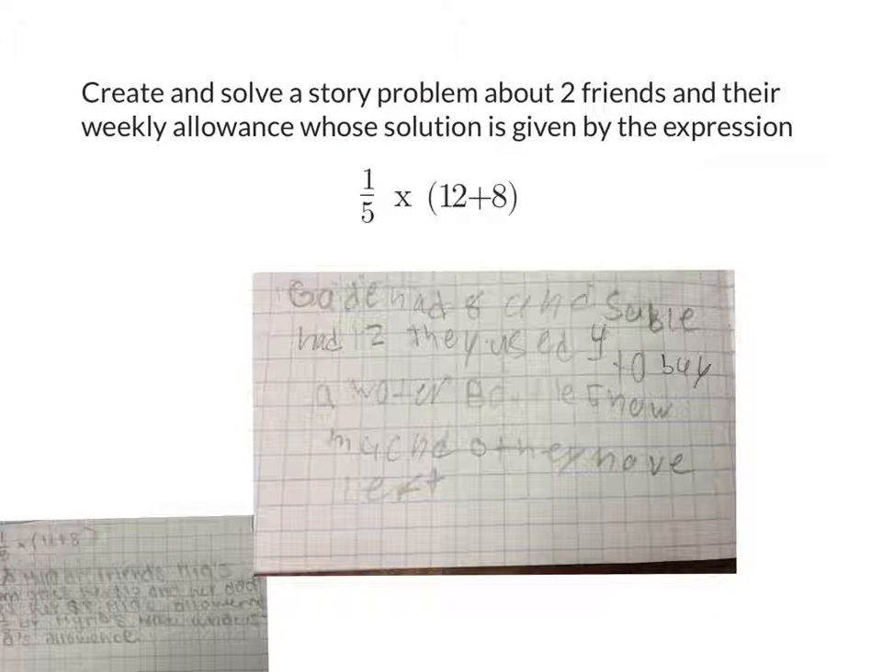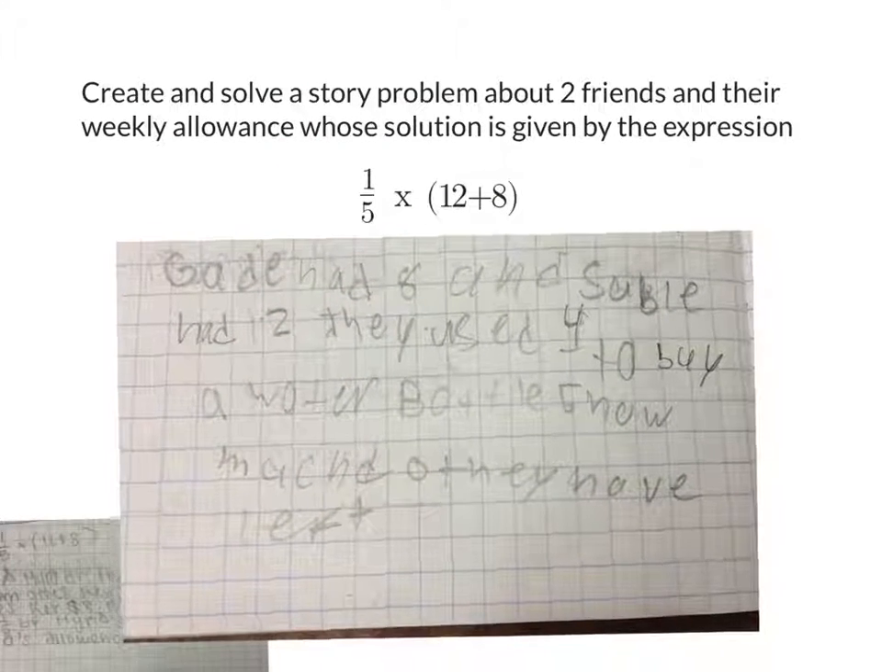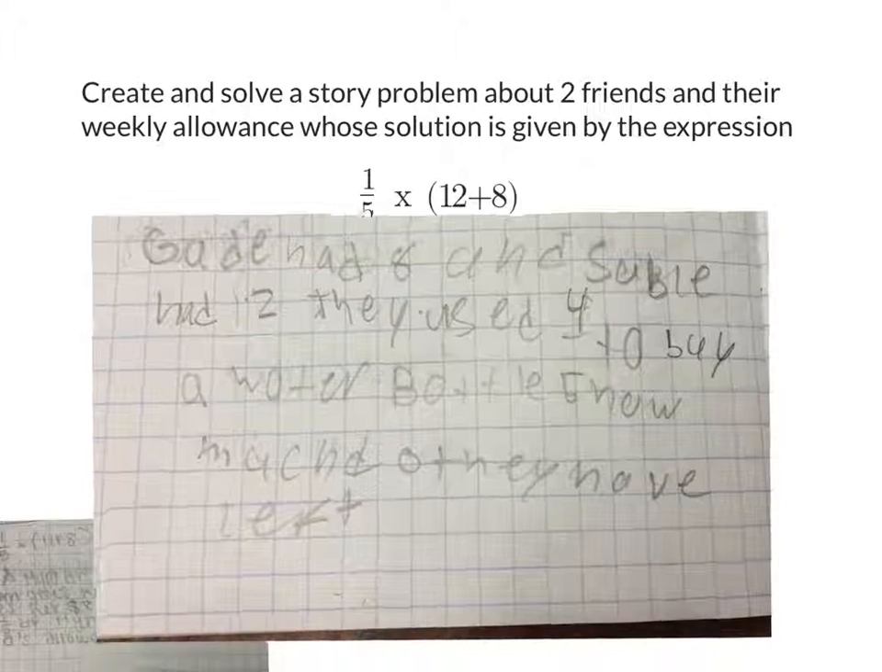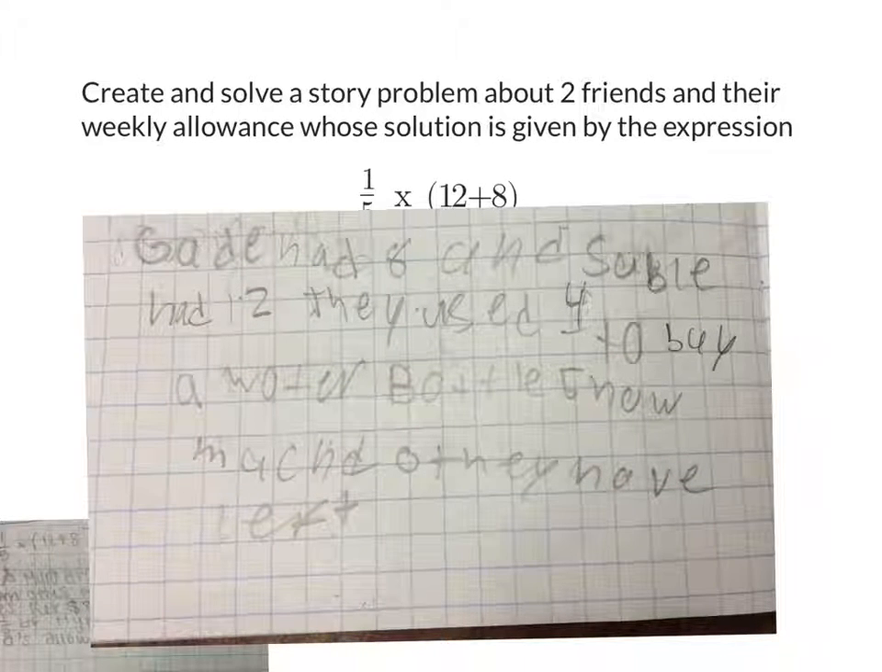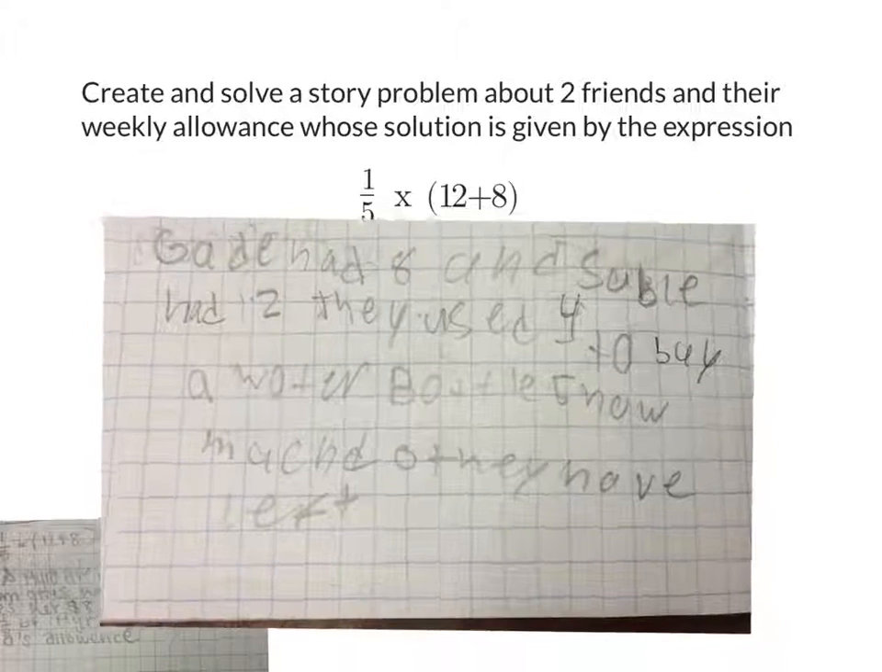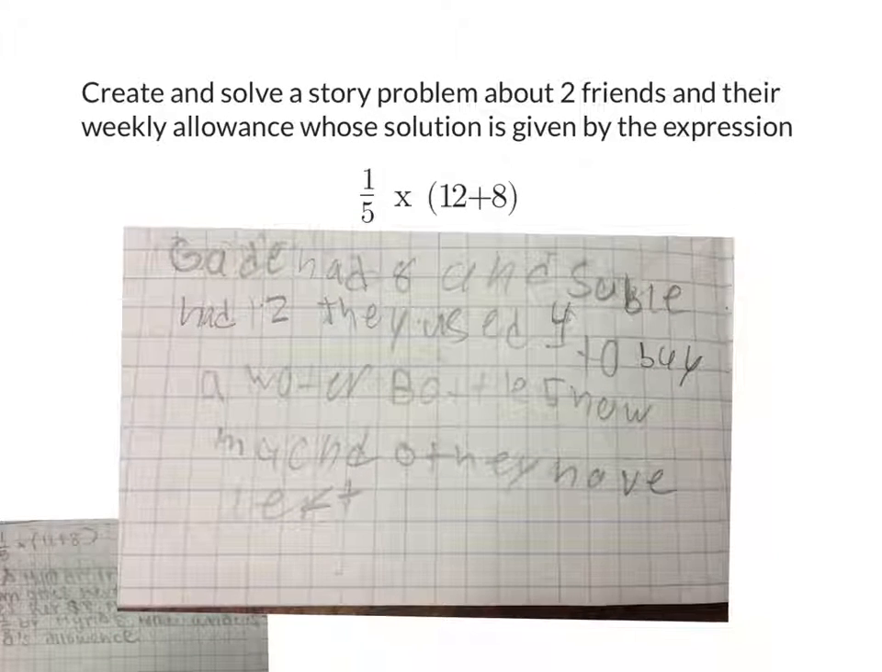So one classmate wrote, what? Gage and Sable each, Gage had $8 and Sable had $12. They used 4/5 of it to buy a water bottle. How much money do they have left? Would this fit the situation? Yes. Because you're adding how much the two friends had, 8 plus 12, and they used 4/5.